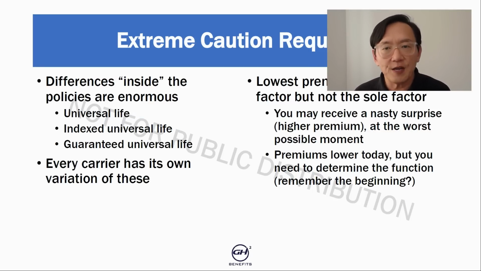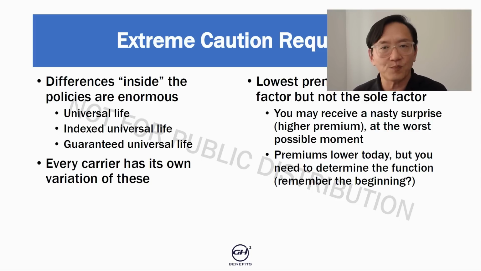Nevertheless, extreme caution is still required with everything. But here, because I said that there are 20 sellers, you need to understand that the differences inside the policies are, again, enormous. Like I said, universal life, index universal life, guaranteed universal life. These are just 3 of them. And as I said, term life. And every carrier has its own variation. They're deploying the terminology, and therefore the premiums, differently.